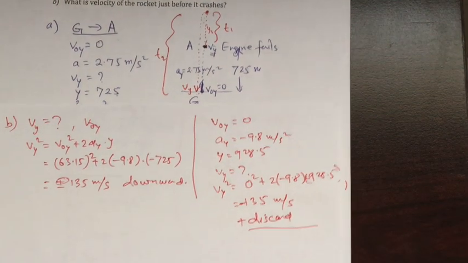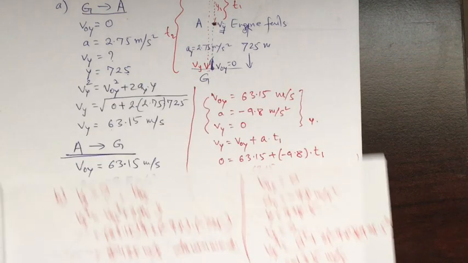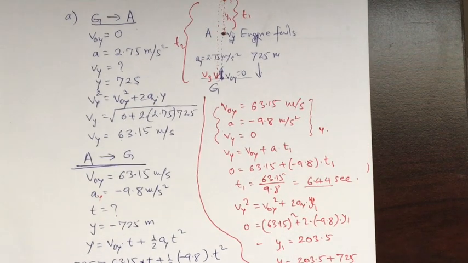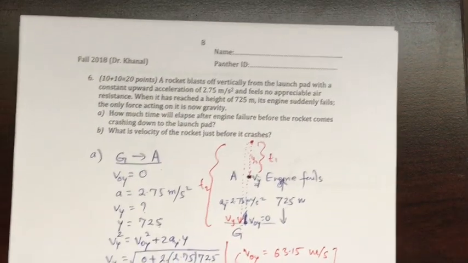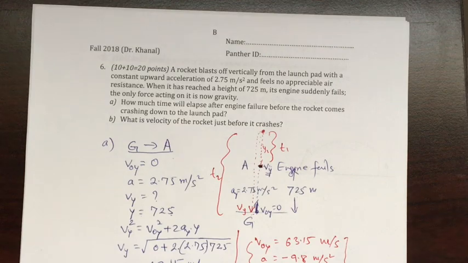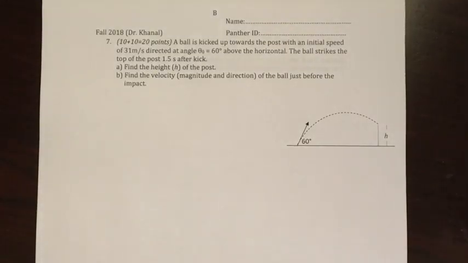Well, I took so long to solve this problem because I did several methods. You don't need to do all those things, of course. All you need to do is only one method. Okay, so let me move to the next one, number 7, which is from chapter 3. It's projectile motion.